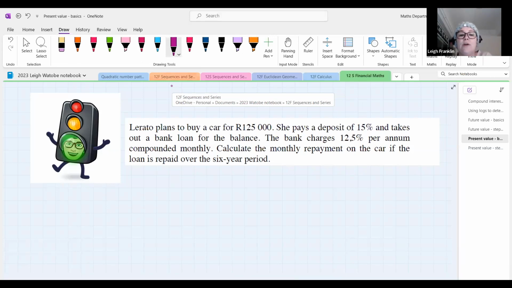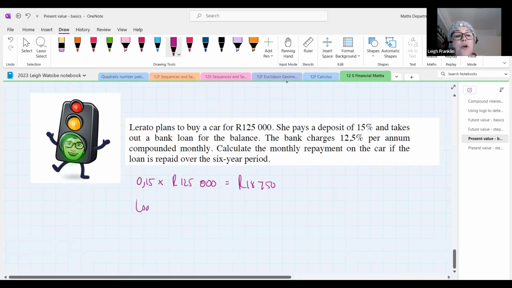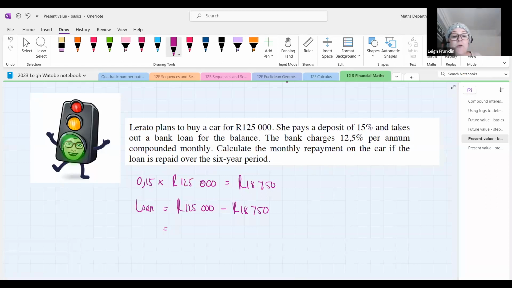Okay. So she buys a car for 125,000. She pays a deposit of 15% and then takes out a bank loan on the balance. So that means you need to calculate 15% of 125,000 rand. That ends up being 18,750. So she pays it as a deposit. So that means her loan is going to be the 125,000 minus the deposit of 18,750. So she actually borrows 106,250. All right, that's what she ends up borrowing.